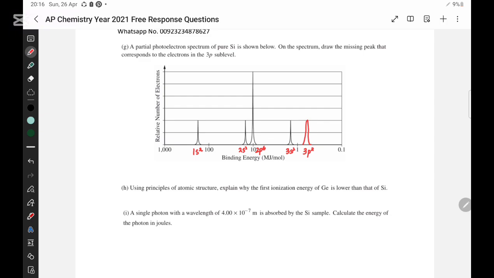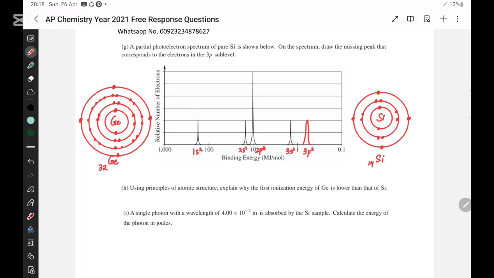In the next question, they are saying, using principles of atomic structure, explain why the first ionization energy of germanium is lower than that of silicon. So let me show you the structure of silicon and germanium first. Ionization energy is basically the energy required to remove the valence electron.